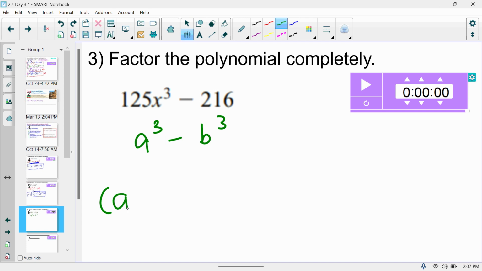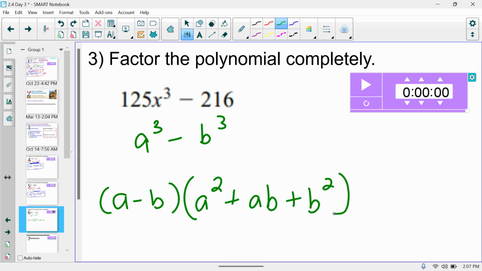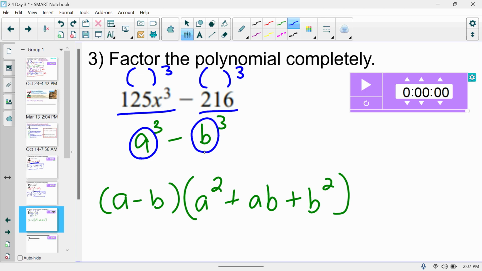It says a minus b in one quantity times a squared plus ab plus b squared in the second quantity, but we have to figure out what a and b are in order to use this rule. So you have to think to yourself, what to the third power would give me this? Because that would tell me what a is. And what to the third power would give me this? Because that will tell you what b is.